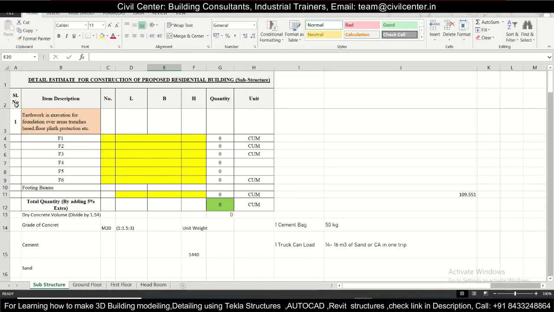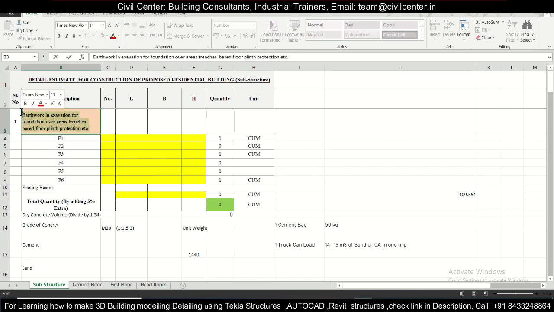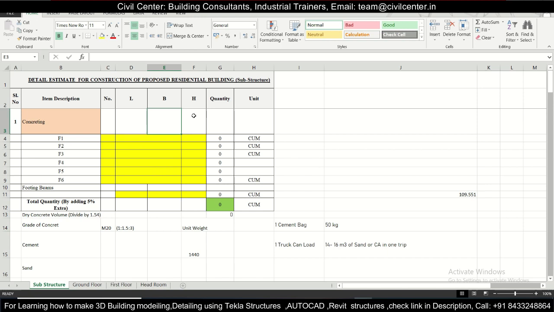In serial number 1, this will not be earthwork. Let's do this as basic concreting. So just simplify this to concreting, and this is the number, and this is the length and breadth, and this is the height, which is the depth of the footing, and quantity. It will be the multiplication of these 3, and the units will be in cubic meters. For the footing beams also we can do similarly.